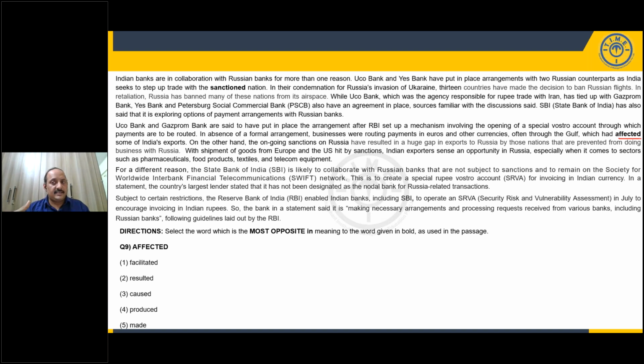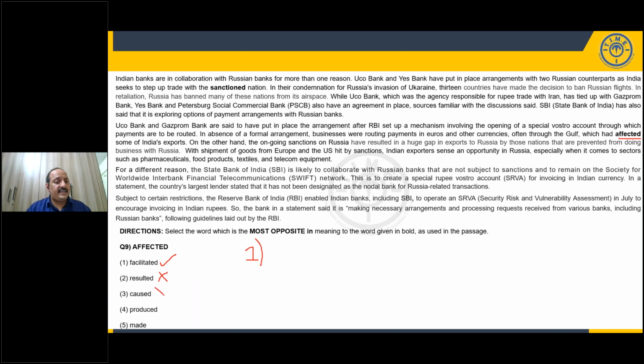So I need an option that says it's the opposite of bringing down. So encouraging something, helping something to do well, etc. Facilitated. To facilitate is to help something happen. That would become my answer. So the opposite for the word affected as used in the passage would be facilitated. Resulted in some of India's exports? No, that would be incorrect.